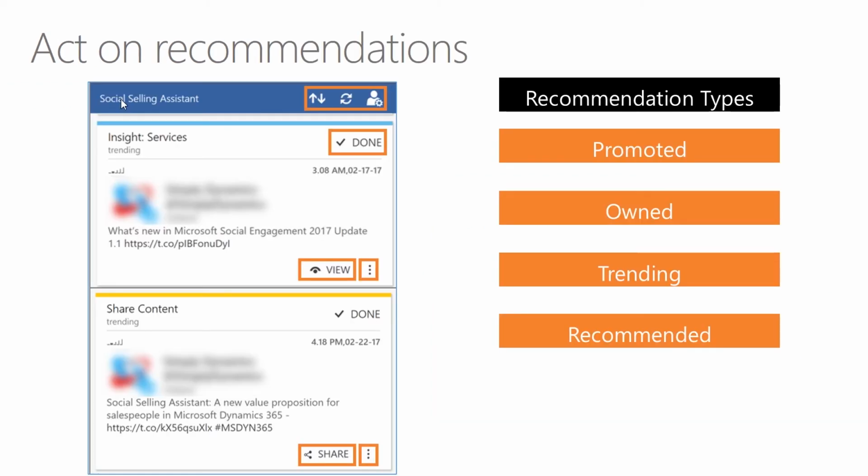Once you've got that set up, you can act on these recommendations. Users can act on recommendations within social selling. We have recommendation types such as promoted, owned, trending, and recommended. And you can see here where users can do things like view or say that they are done, share, and more actions. Within those more actions available, we can give it a thumbs up or a thumbs down. And that will feed into our machine learning algorithm that will then give the users more of the information that is targeted toward them. You can train it to give you posts that will be of more interest to you.